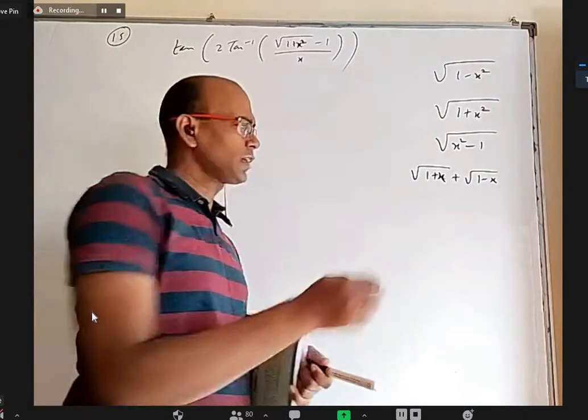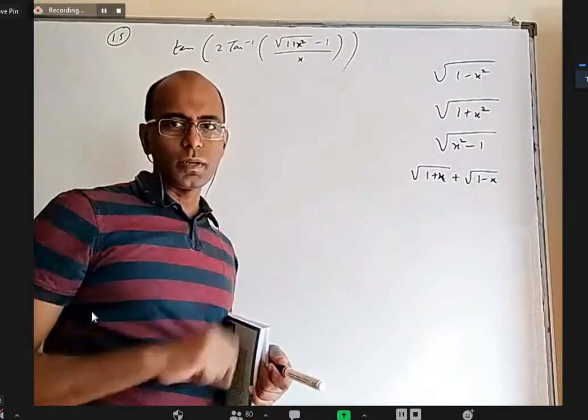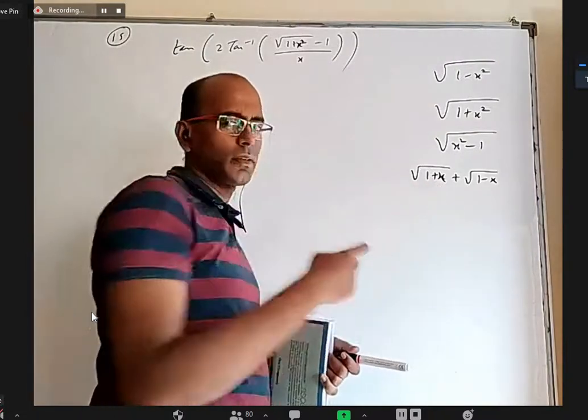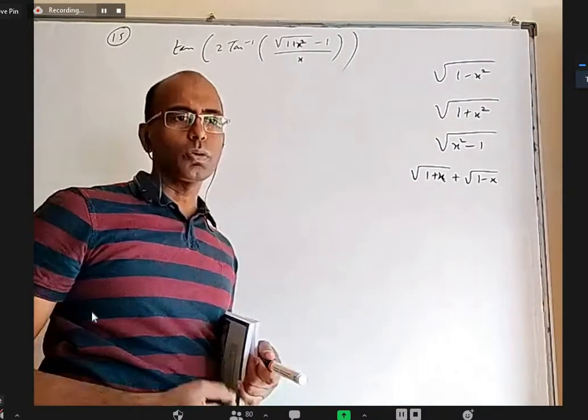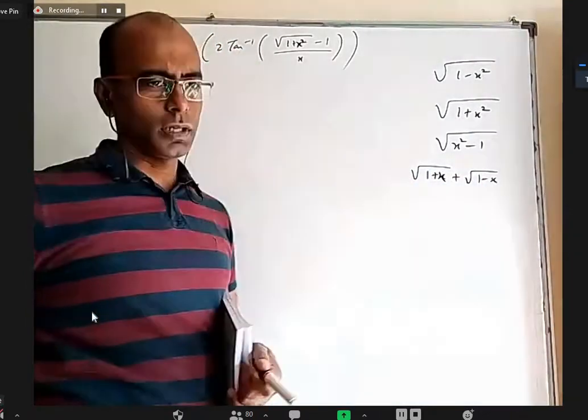If somebody says why sine 2 theta, at that time you have to write this one as sine square theta plus cos square theta. Sine square theta plus cos square theta plus sine 2 theta will be sine theta plus cos theta whole square. So depending on the situation.